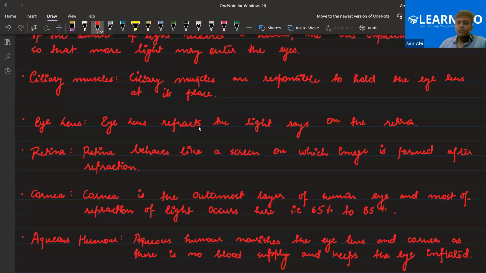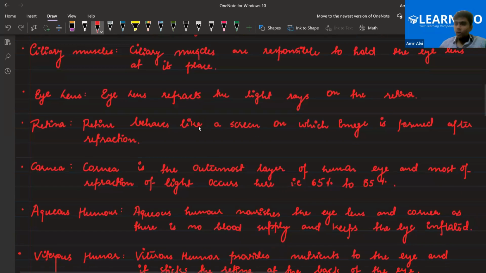Okay. Next portion is the cornea. So cornea is the outermost layer. You must have seen that our eye has a very whitish and transparent outermost layer. There's a kind of jelly, right? So that jelly portion is called cornea. So cornea has the major function.